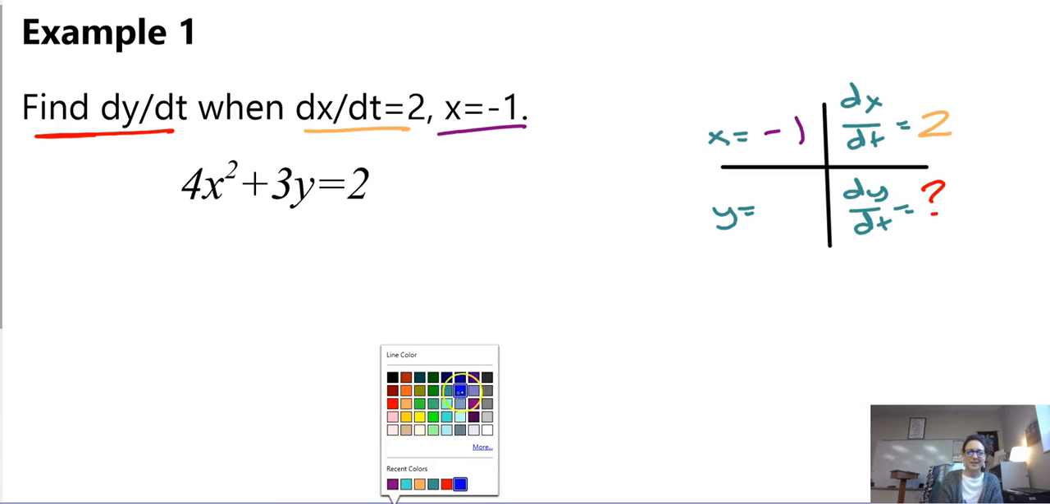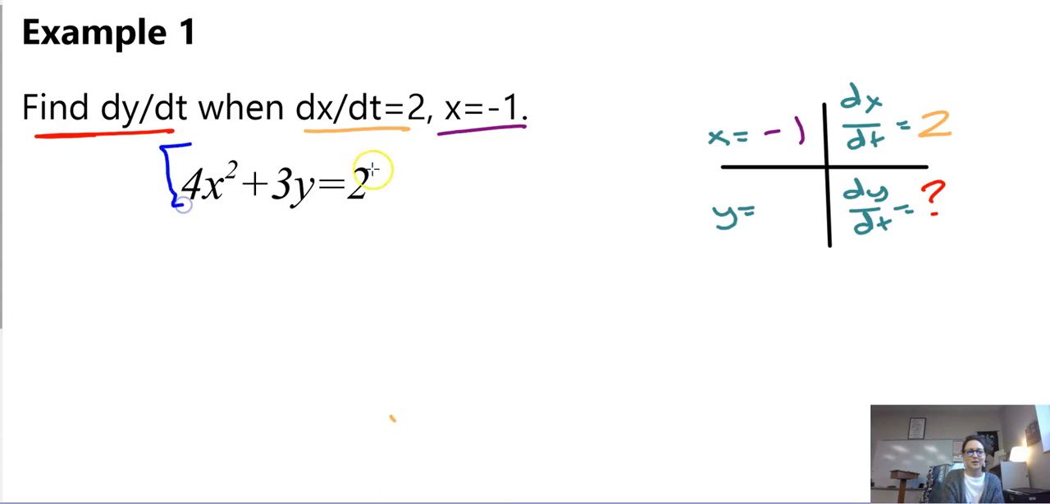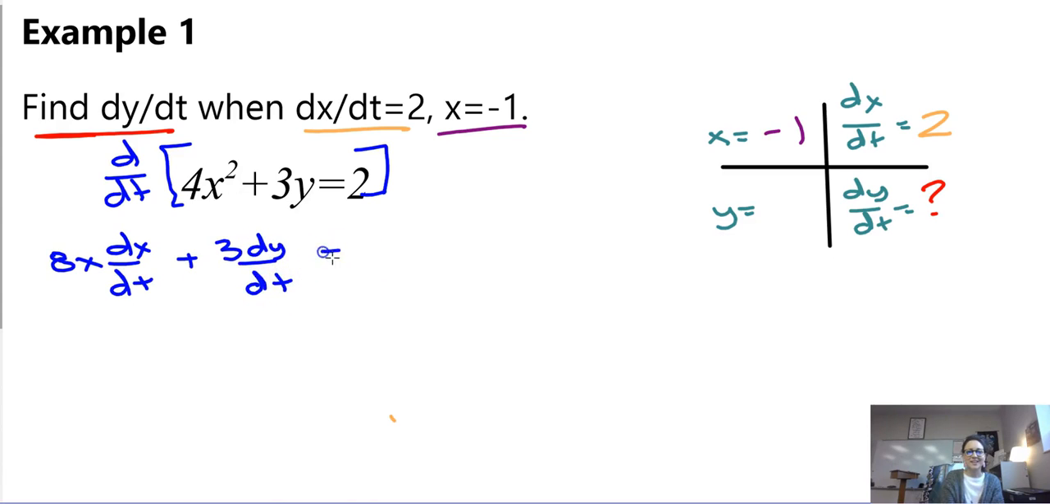Okay, so let's go ahead and derive both sides with respect to t, because I want to find dy/dt, right? Any special rules on the left-hand side? No special rules, so I have 8x dx/dt plus 3, do I need a dy/dt? I do indeed, right? The variables don't match. Equals, now what's the derivative of 2? Just 0.